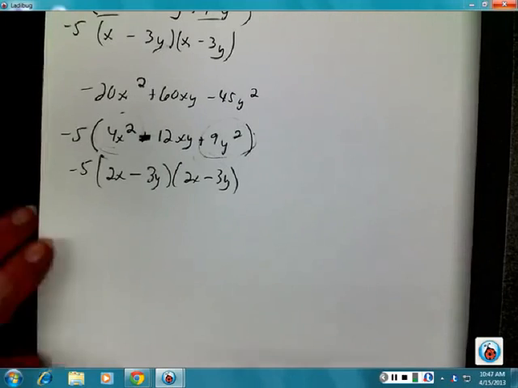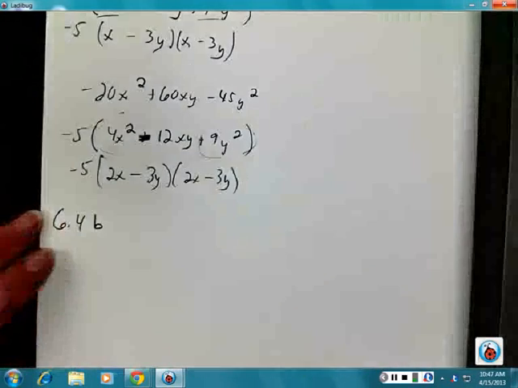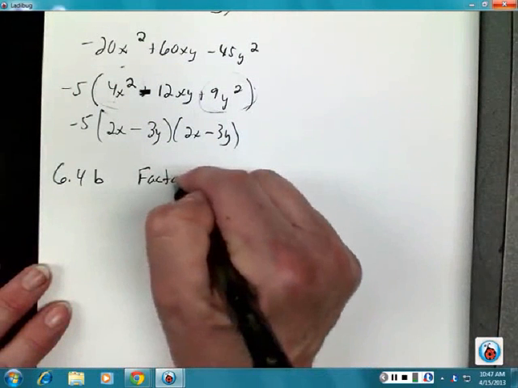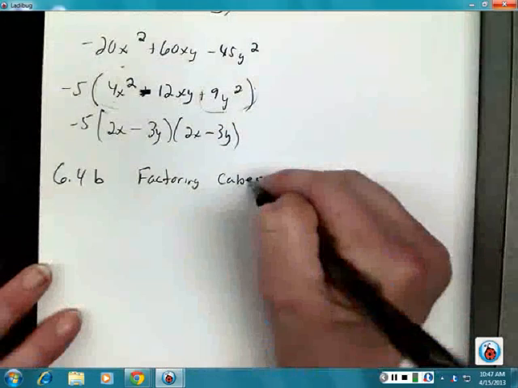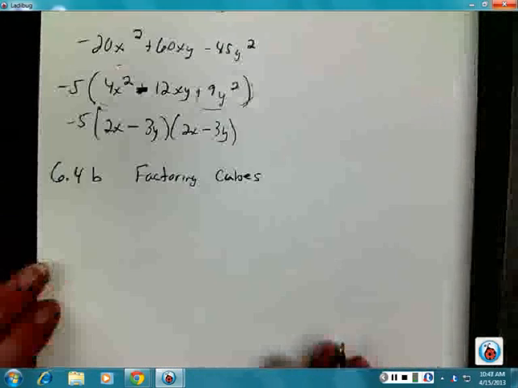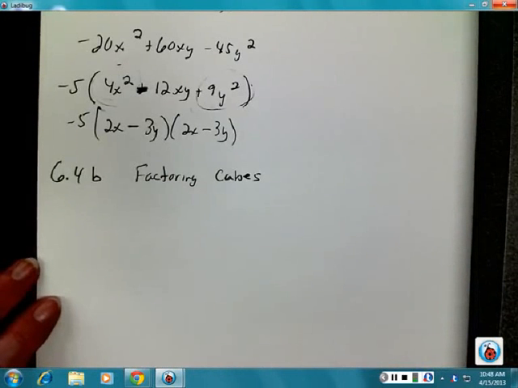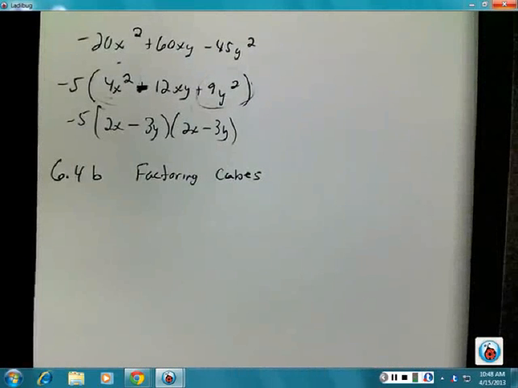then we will move on to 6.4b. And 6.4b is factoring cubes. And when you factor cubes, this is where the formula comes in. Remember we were talking about before whether it had a formula or just a process? It just had a process before. But in factoring cubes, we need to understand what cubes are.